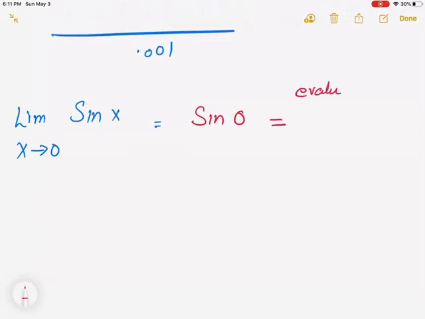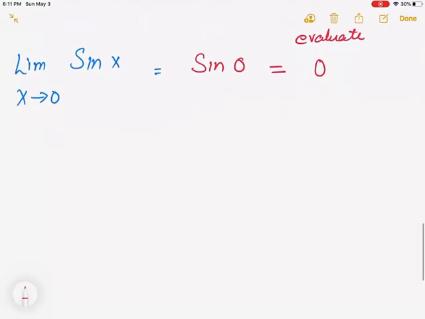And when I say evaluate, basically, you could either use your calculator or look at your flashcard, whichever way. So sine of 0 degrees is equal to 0. Here you go. All right, so let's say I have limit x approaches 0 of tangent x over sine x.